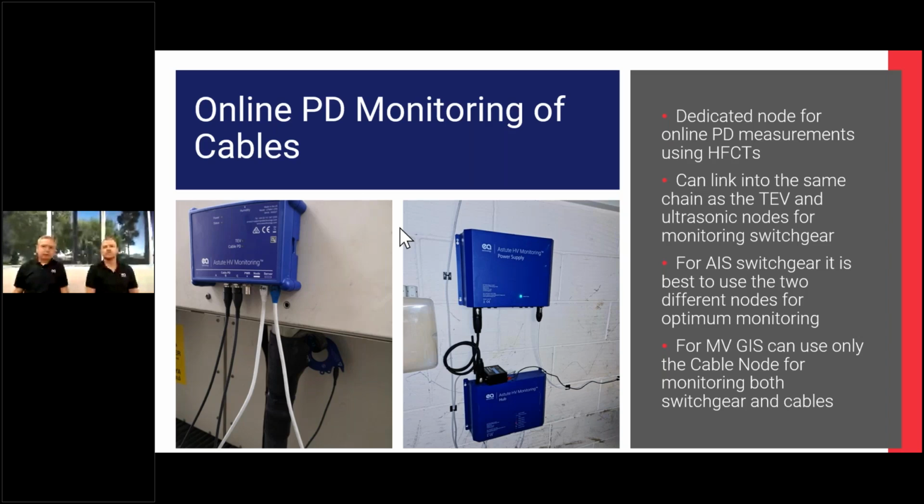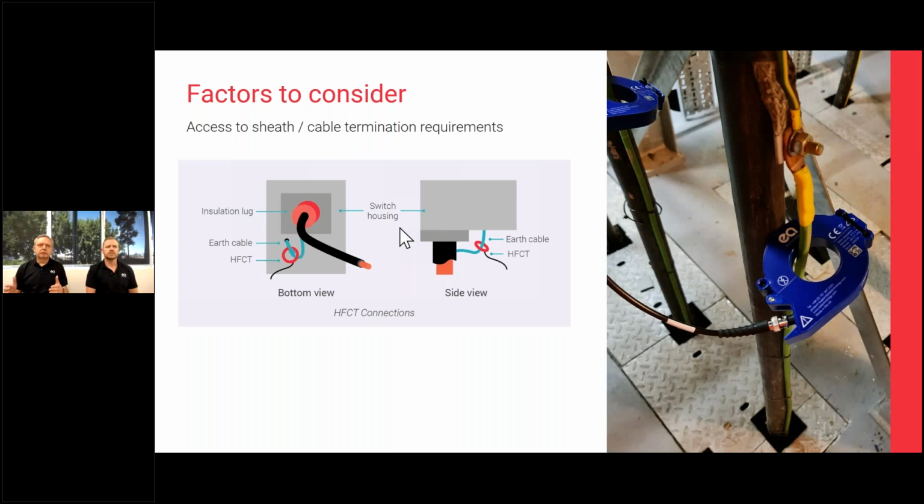So for monitoring and also for handheld testing, the factors that you have to consider we're going to talk through now. First, you need access to the cable sheath in order to put the HFCT sensor on. In this picture, this is some 33 kV GIS switchgear, and typically with the plug-in type terminations you get really good access to the earth screens. They're outside, not inside the switchgear or a cable box. We plug in the HFCT.